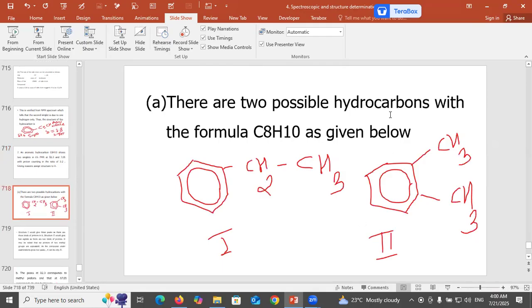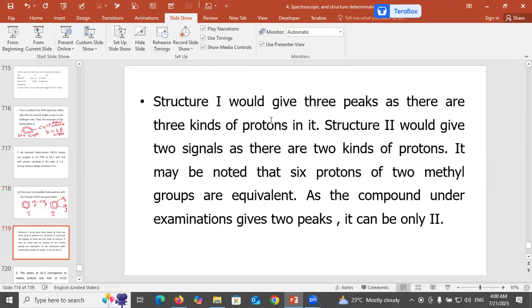There are two possible hydrocarbons with the formula C8H10, as given below. The first structure would give three peaks as there are three kinds of protons in it. The second structure would give two signals as there are two kinds of protons. It may be noted that the 6 protons of the two methyl groups are equivalent. As the compound under examination gives two peaks, it can be only the second.